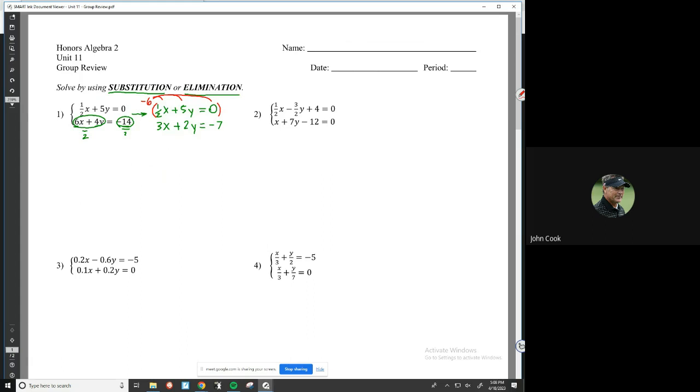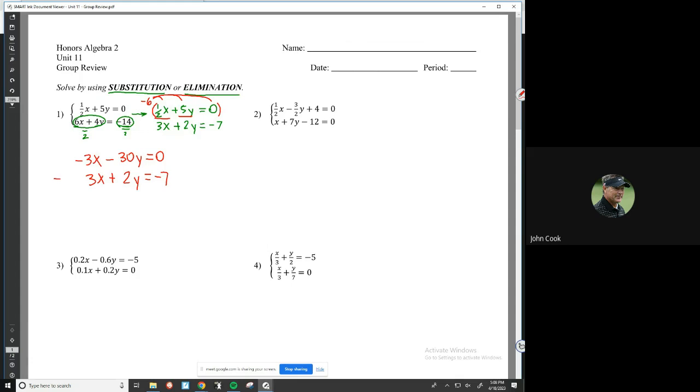So -6 times 1/2 is -3, so I get -3x from this part. And then -6 times positive 5y gives me -30y. And then -6 times 0 is still just the regular old 0. All right, and then my other equation, I've got a 3x and a 2y, and it looks like a -7.